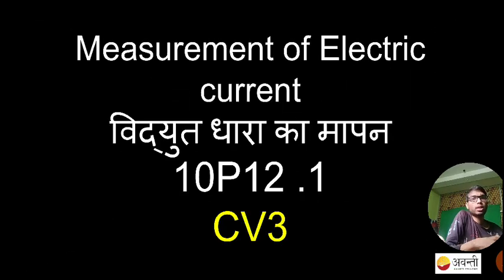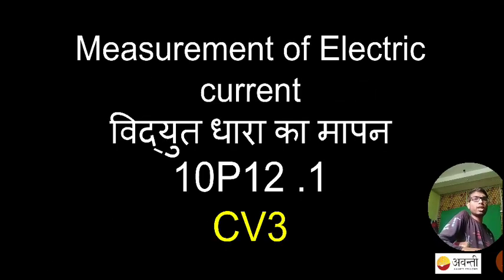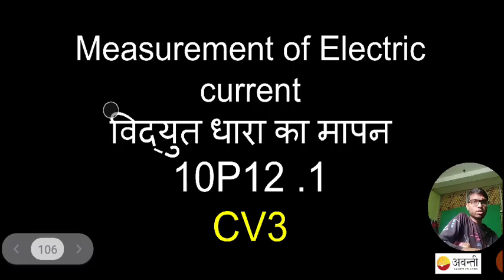Measurement of electric current. In this we have understood the meaning of electric current with one formula, and we know that 1 coulomb is equal to 6.24 multiplied by 10 raised to the power 18 electrons, and 1 electron is equal to 1.6 multiplied by 10 raised to the power minus 19 coulomb. Now, measurement of electric current.